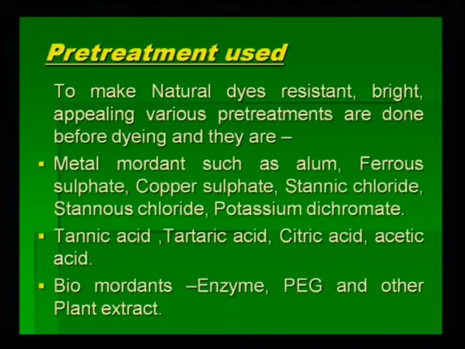Sometimes mordanting or pretreatments are done with the help of tannic acid, tartaric acid, citric acid, acetic acid, and biomordants are used such as enzymes, PEG and other plant extract. We just spoke about the plant extract Pyrus pashia and Uraria acuminata this morning. So, you would recollect that there are biomordants of plant origin also, where the metal is hidden or present in the plant in a very small quantity, but still in the requisite quantity where it can effectively do the mordanting.